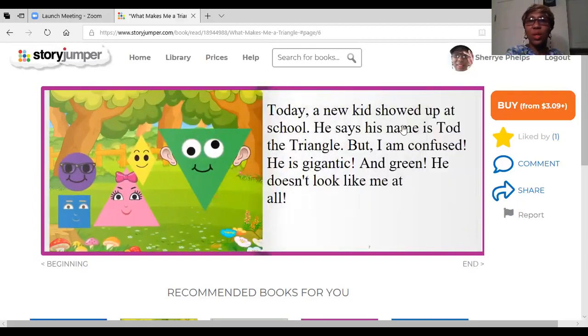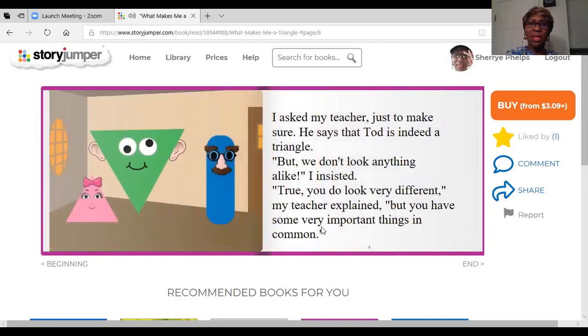What's another name for that diamond? Think about it. What does unique mean? You might want to look that up today. Unique. Today, a new kid showed up at school. He says his name is Todd the Triangle. Look at Todd. But I am confused. He is gigantic and green. He doesn't look like me at all. Why is she saying that? He doesn't look like her at all. Is it because he's green, you think? Or do you think he looks like her?